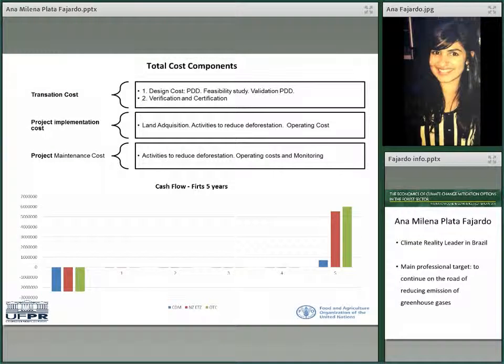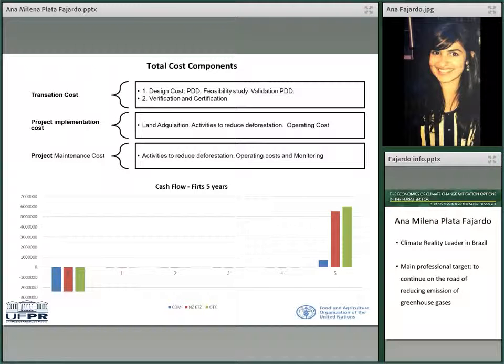Total cost of the project includes transaction costs, implementation costs for the year 1, and maintenance costs. Transaction costs are related to the cost of designing the project and also verifying and certifying the GHG reduction. Verification and certification of sequestered carbon are required to prove to investors that the estimated levels of carbon have been sequestered and can be traded.